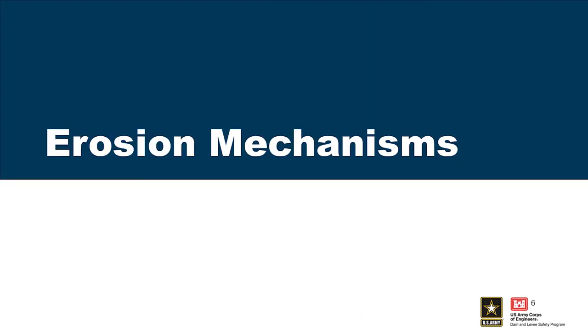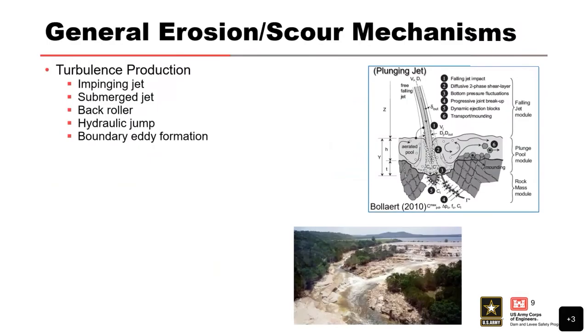Let's talk about erosion mechanisms. So we need a few things to really get us to scour. There's a few different components that are involved, right? The first one is that turbulence production that we've been talking about. That can happen in a number of ways. We could have an impinging jet, a submerged jet, back roller, hydraulic jump. We could have some eddies form at some surface boundaries. This figure here is for an impinging jet. It's just specific to an impinging jet, but we're going to talk a little bit more about some of these other mechanisms in a couple of slides.